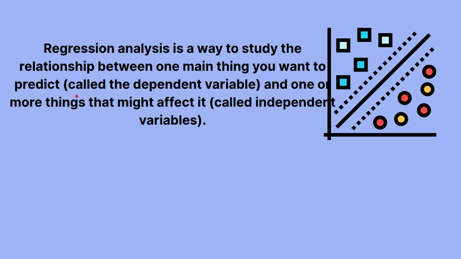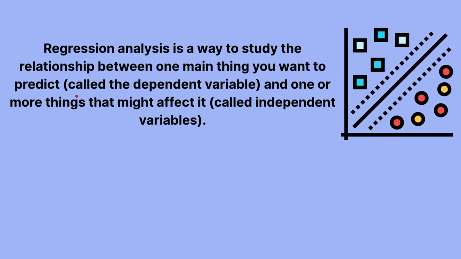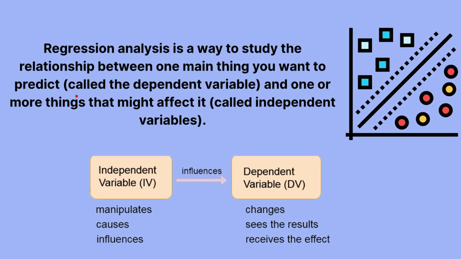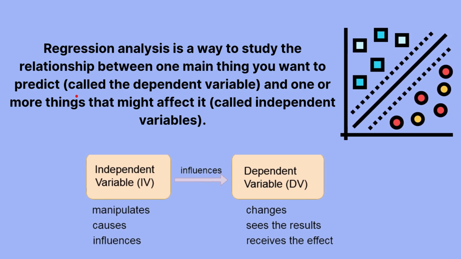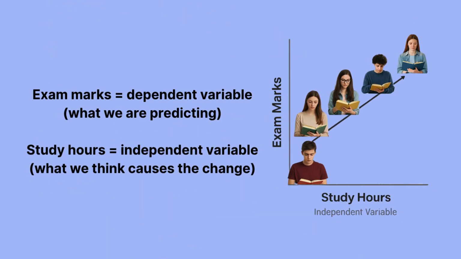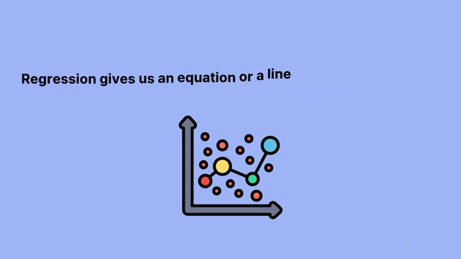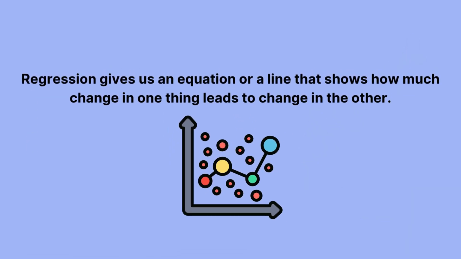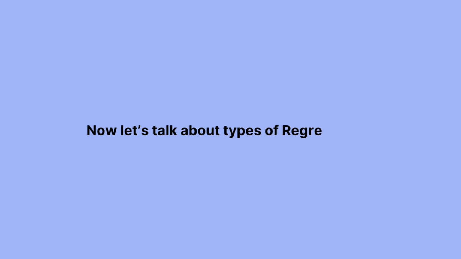Regression analysis is a way to study the relationship between one main thing you want to predict, called the dependent variable, and one or more things that might affect it, called independent variables. So, in our example, exam marks equals dependent variable, what we are predicting. Study hours equals independent variable, what we think causes the change. Regression gives us an equation or a line that shows how much change in one thing leads to change in the other. Now let's talk about types of regression in research.